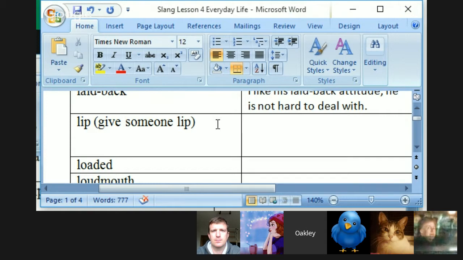Now, dictionary definition, your lips are a part of your mouth. The part that women put lipstick on. Or lip can be the edge of something.